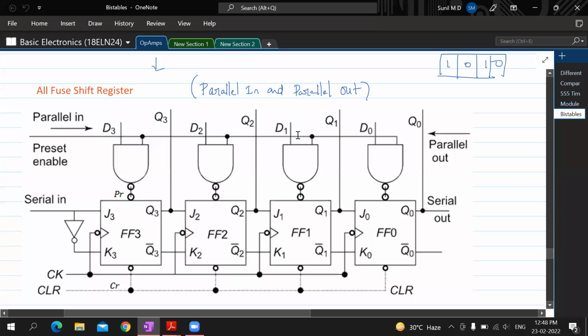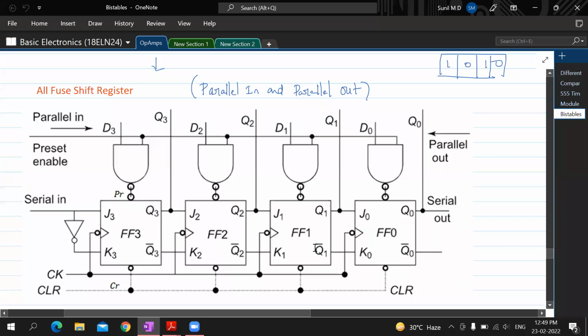Along with these 4 data inputs, another input is connected to the preset enable pin, and that's common to all the gates here. See the pointer that I'm moving on the screen. This is preset enable, commonly connected to all the NAND gates. Remember this. Let's see when D3, D2, D1, D0 will get into these 4 flip-flops. That is what I need you to understand.